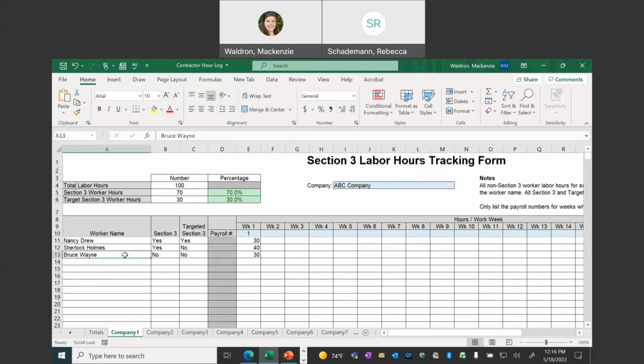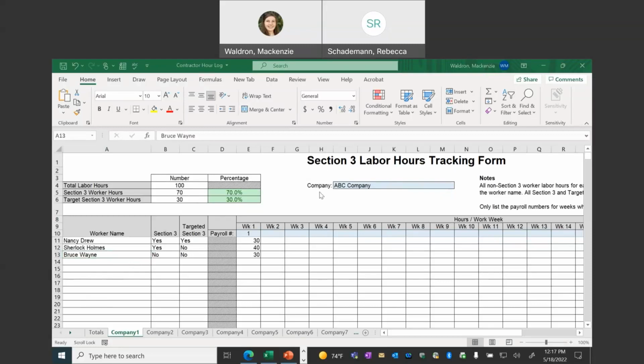So for example, if you had Bill Gates and Warren Buffett also joining Bruce Wayne on this project, and none of them qualify as Section 3 or targeted Section 3 workers, you could aggregate their hours together and have their worker name be all non-Section 3 worker labor hours, just kind of aggregating those together so you don't have to input each individual non-Section 3 worker. So that's just an option that you have there just to minimize the amount of entries that you have to do. But otherwise, that's all I have, Rebecca.